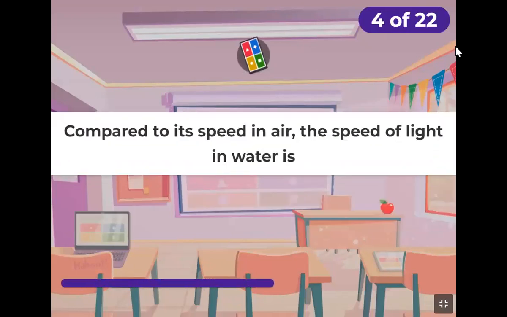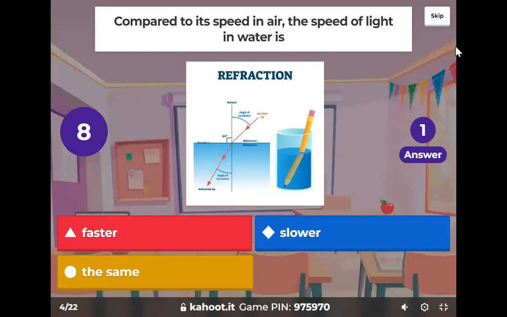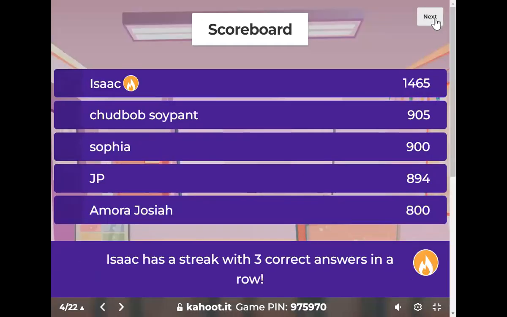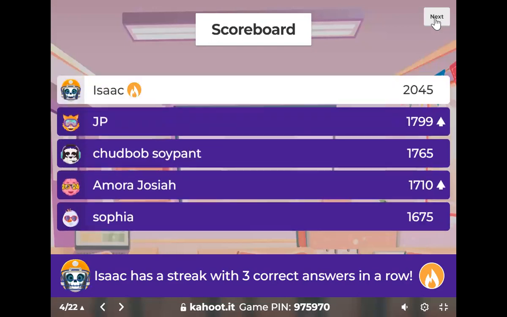Compared to speed in air, the speed of light in water. Slower, there you go. All right, so it's from last week, it slows down inside water, therefore it bends, called refraction. It's a whole process. Yeah, that's from last week. All right, here we go.